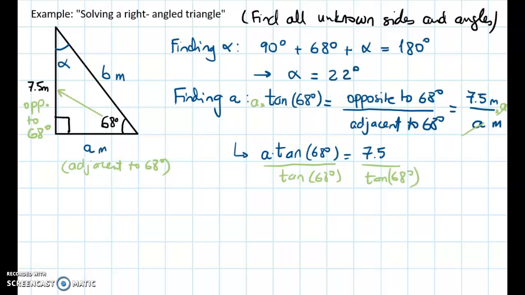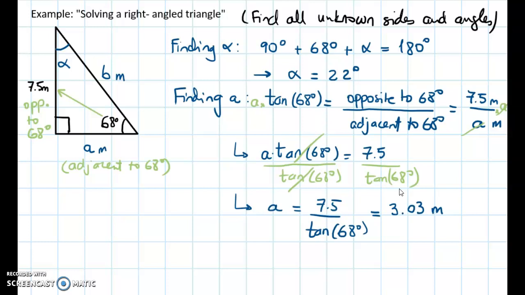So on the left-hand side, the tangent of 68 degrees cancels, and then we get that A is going to be 7.5 divided by the tangent of 68 degrees. And this is what we are going to find in our calculator. So find it, stop the video and find it, and we'll check. The result that I'm getting is that, to three significant figures, the side A is 3.03 meters.